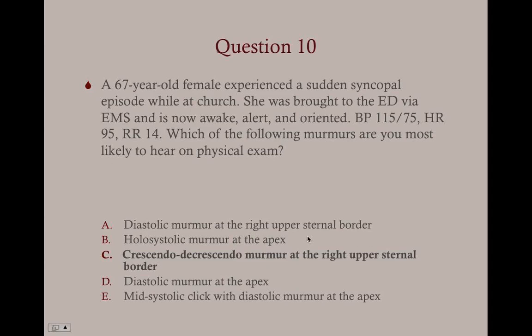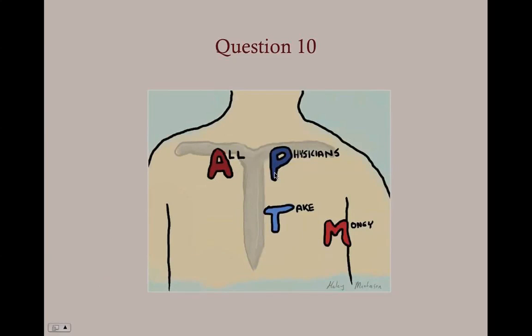So the right upper sternal border, the left upper sternal border, the left lower sternal border, and the apex, or roughly the midclavicular line at the left fifth interspace. These are the 4 locations where you will hear your murmurs, if there are any. So aortic is A, P is pulmonic, T is tricuspid, and M is mitral. The way to remember this is all physicians take money.